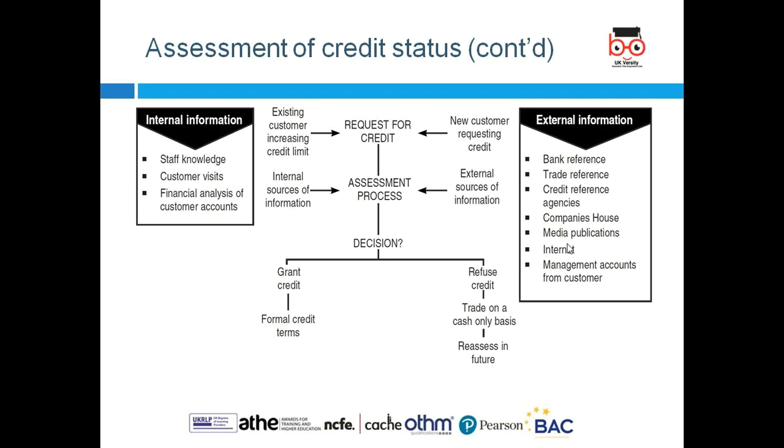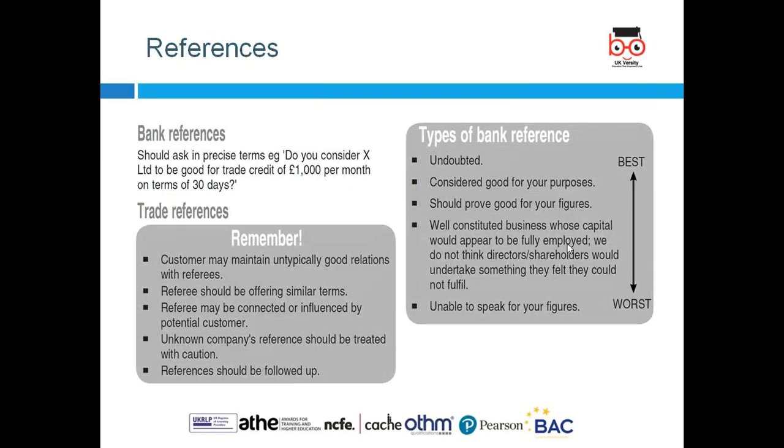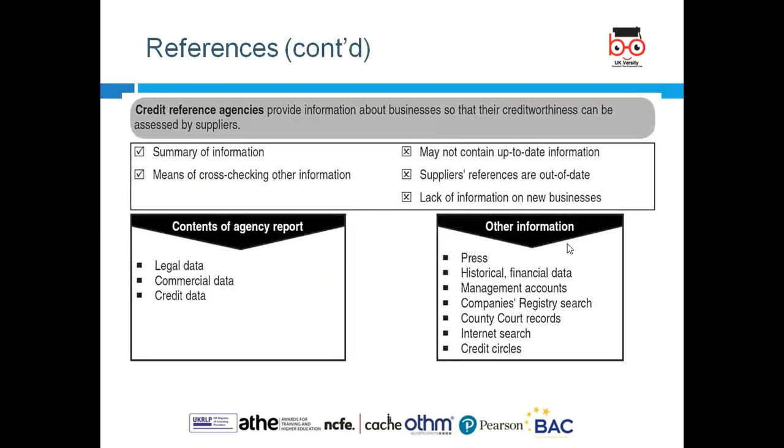Bank reference, we can get a reference from the bank. Trade reference, from those they used to trade with. Credit reference agencies like Equifax, and Companies House, where we can check the company accounts or returns they have submitted. Media publications about the companies and the customer, internet searches, and management accounts if we can get them from the customer. A credit reference agency can give the reference, and that can help us monitor their creditworthiness.